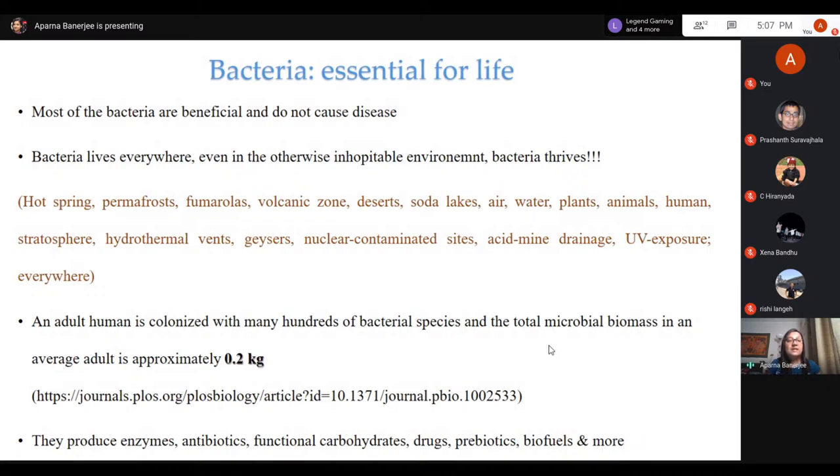Microorganisms can live in permafrost, like the Himalaya, the North Pole and the South Pole, in fumaroles, in volcanic zones, in deserts, in soda lakes like Lonar Lake in Maharashtra, in air, in water, in plants, in animals, in humans, even in the stratosphere, in the hydrothermal vents of the deep sea, the geysers, nuclear contaminated sites, acid mine drainage, and even where there is a lot of UV exposure.